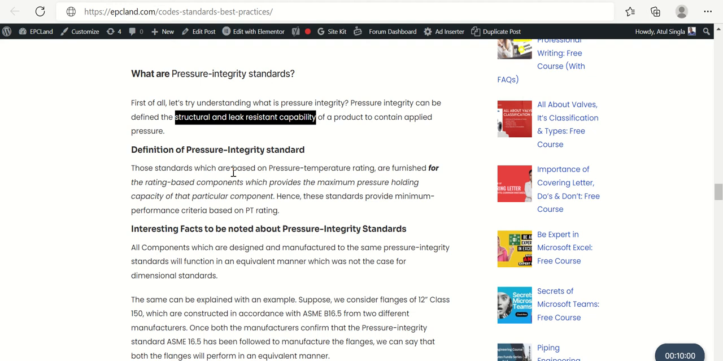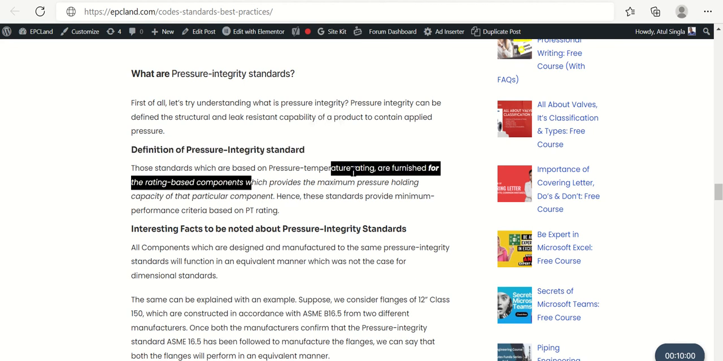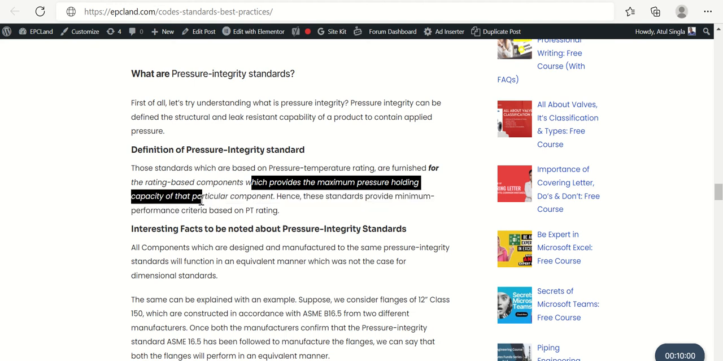Okay, we are saying if we are applying a pressure, in the end we are talking about pressurized piping, right? Pressure piping we are talking about, so there will be pressure. So once we are manufacturing a component, it has to have some leak resistance capability. That capability is called pressure integrity. Now what are the standards with us which are setting up the benchmarking for pressure integrity? Those standards are called pressure integrity standards, which provide the maximum pressure holding capacity of that particular component.